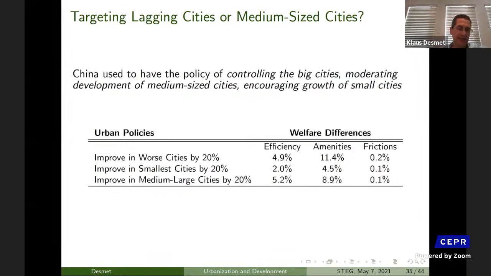We actually, in another paper, also implemented this exercise for Mexico. And in Mexico, you find something which is somewhere in between China and the US, but actually much closer to the US than to China, right? So we don't find particularly high welfare effects in Mexico either. They're a little bit bigger than in the US. So it's somewhat in between, but much closer to the US than to China.